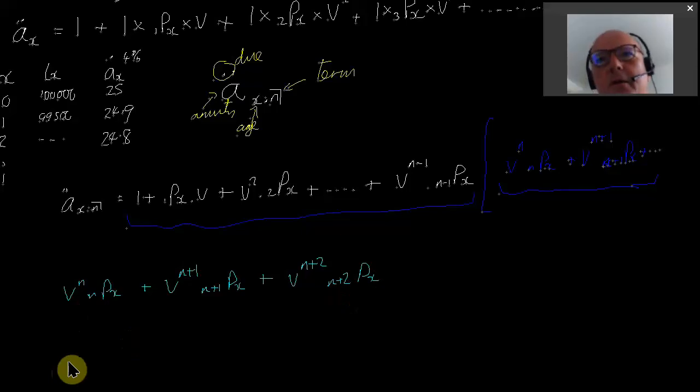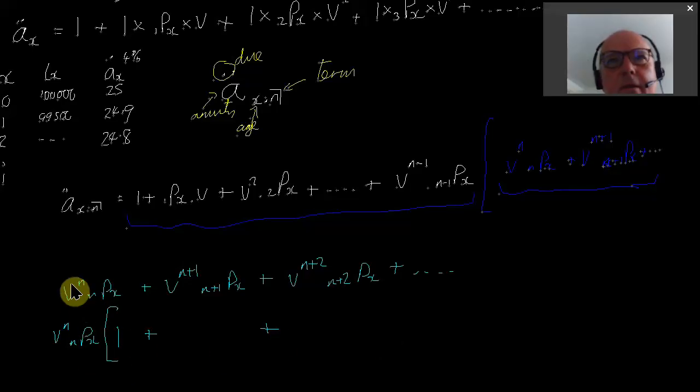What I'm going to do is take this out as a factor, because I want to take off something that looks like a whole of life annuity. Well, the whole of life annuity starts with a 1, so I want this to start with a 1, plus and so on. So what I'm going to do is take out a factor of v to the n npx.